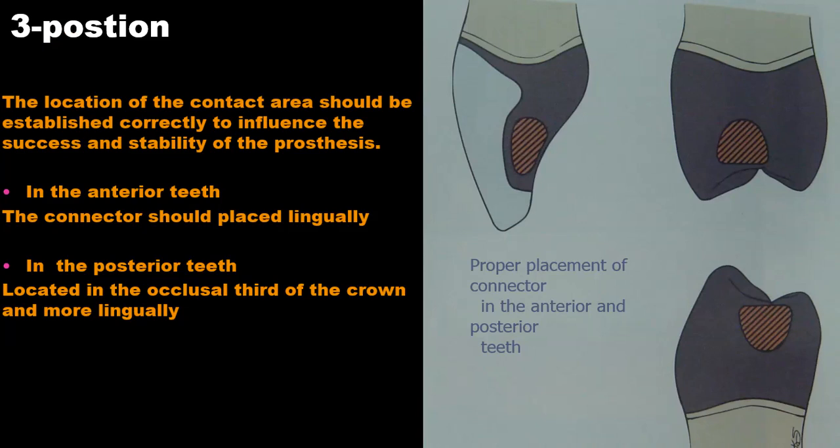البوزيشن مالت الكونكتر location. The anterior teeth connector should be placed lingually حتى ما يأثر على الاستاتيك. بالposterior located on the occlusal third of occlusal and more lingually. اوكي، هذا هو more lingually، يصير أعلى occlusally ومور lingually. هنا طبعا مثل ما نشوف هنا. اوكي، الانتير place lingually أكثر lingually.